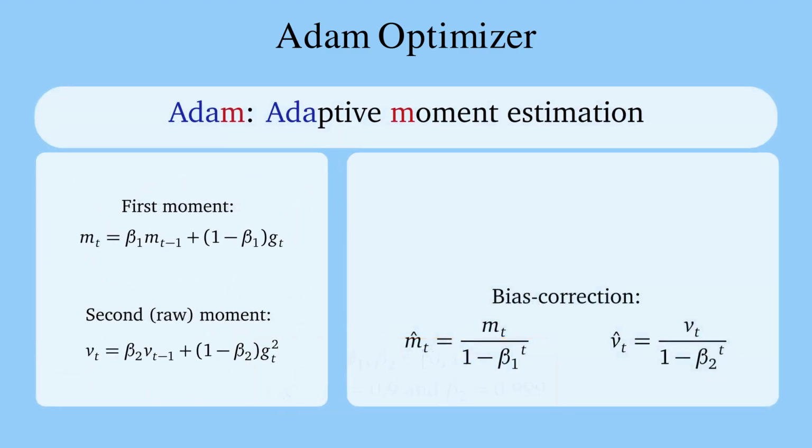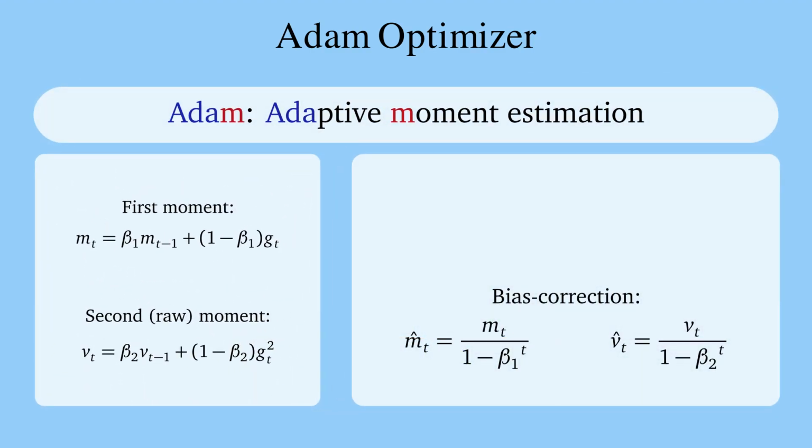After computing the estimates of the first and second moments at step t, next we should apply a bias correction to remedy the effect of initialization bias. So m hat and v hat are the bias corrected moment estimates, which are computed using these two equations shown here. Now we have everything ready to update the network parameters.